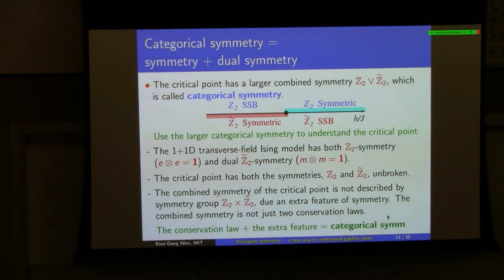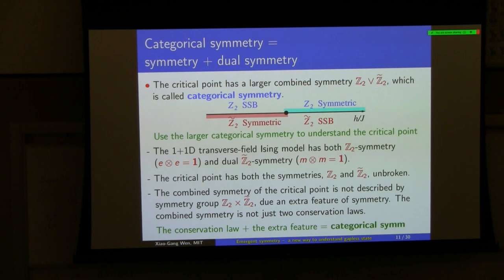This is basically why we call this categorical symmetry. But however, this story is not that simple. There's also some other twist. Here I'm emphasizing one thing. There are two conservation laws. One is Z2 charge conservation. Another is domain wall conservation. Both are mod 2 conservation. Both represent Z2 symmetry.